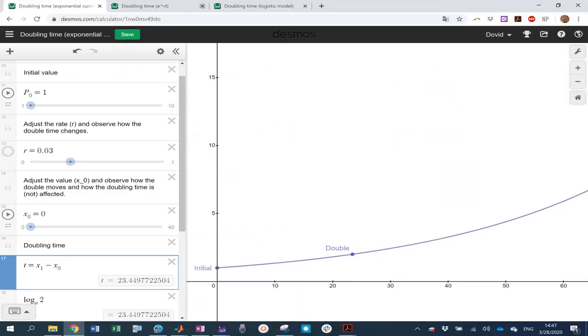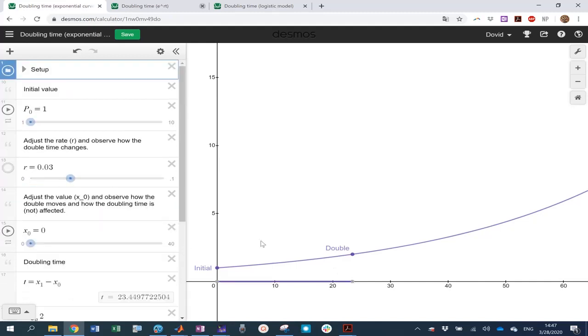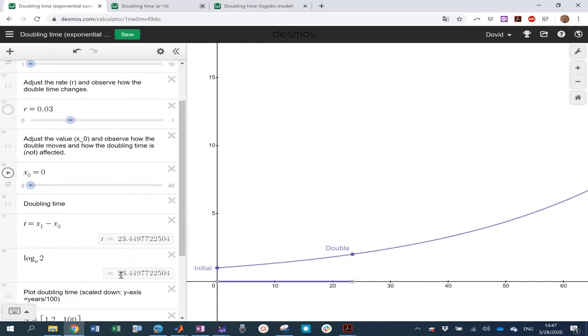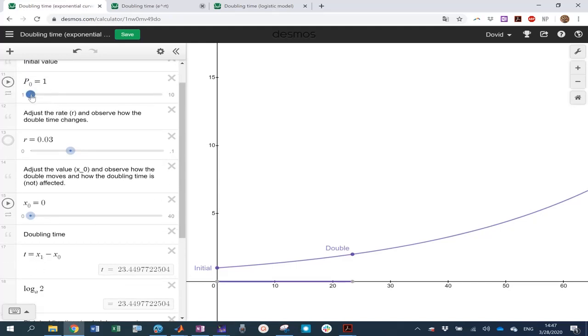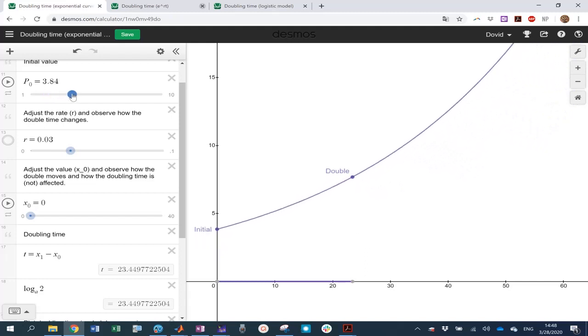So I've gone over to Desmos and I've graphed the equation P0 times 1.03^t. What I want to bring your attention to is that the doubling time is also the difference between the x coordinates, x1 and x0, and I've put it on the x-axis. I have a projection, and you note that it is equal to what we just calculated, log base 1.03 of 2. Now watch what happens to the doubling time as I change only the initial investment. You notice it stays exactly the same.